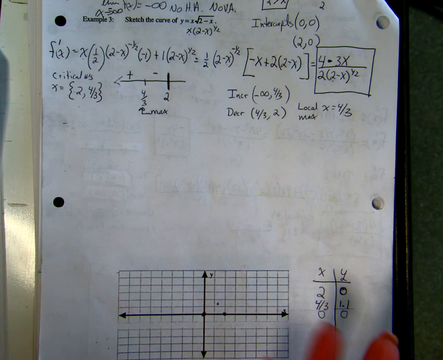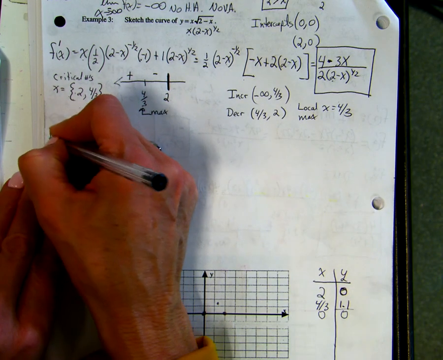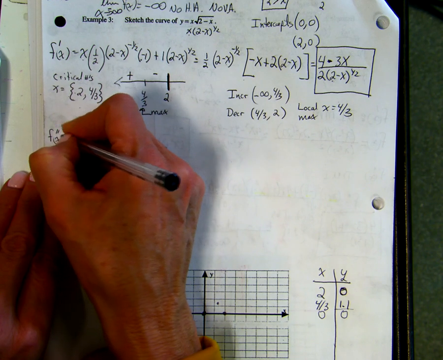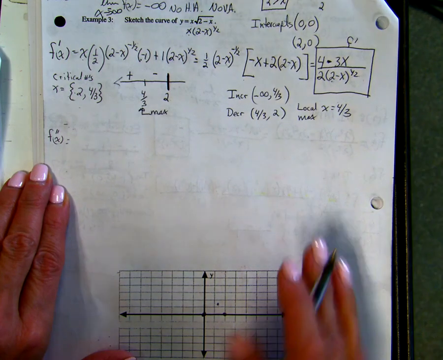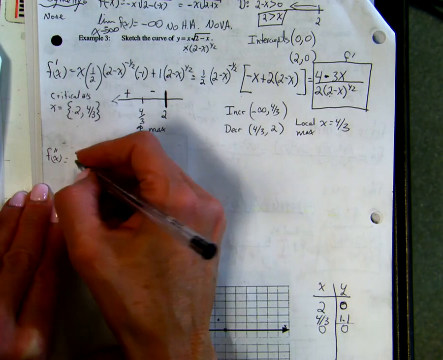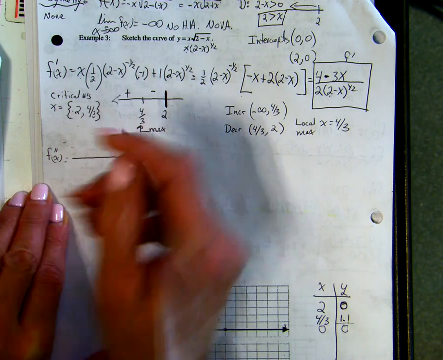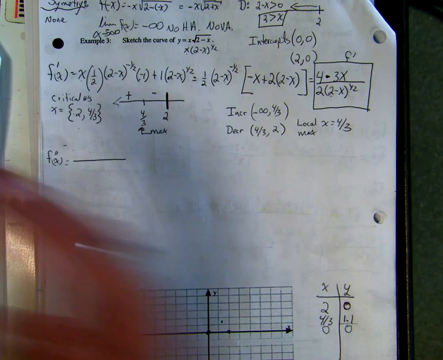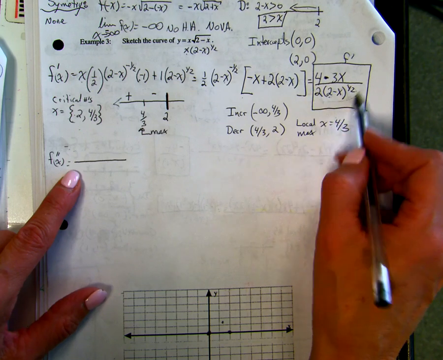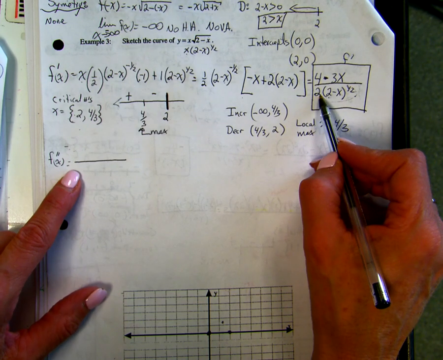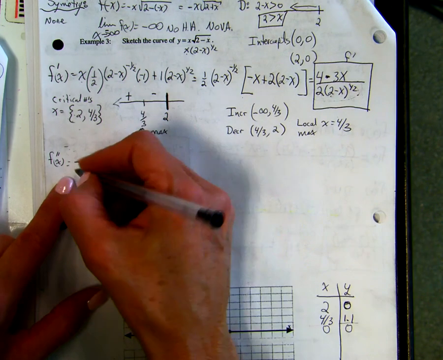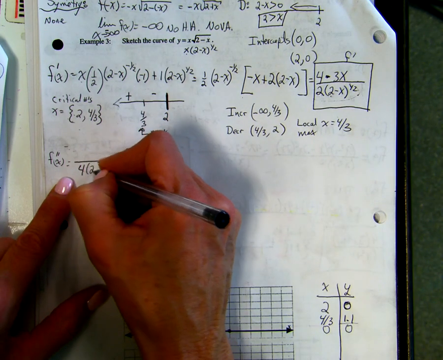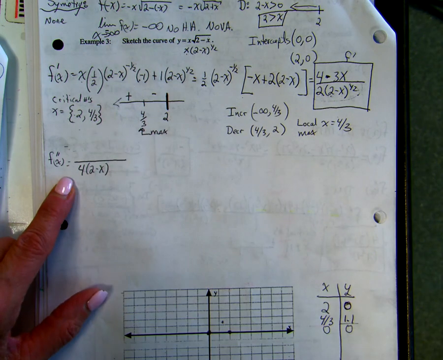And then we just need to know where this function is concave up and where it's concave down. So let's take the second derivative. Okay, so here's our first derivative, f prime. So looking at that, let's take the second derivative. Do I want to do that with a quotient rule? Yeah, probably. So I'm going to square the denominator. That is 4 times 2 minus x to the 1/2 squared, which is going to give me 4 times 2 minus x to the power of 1.